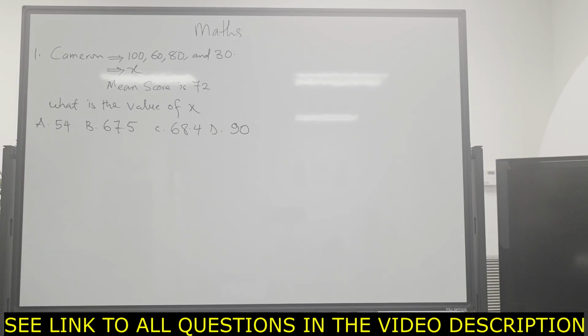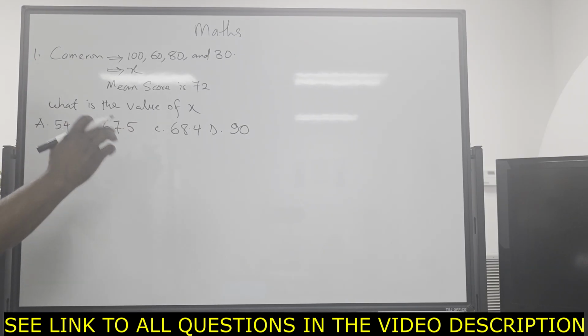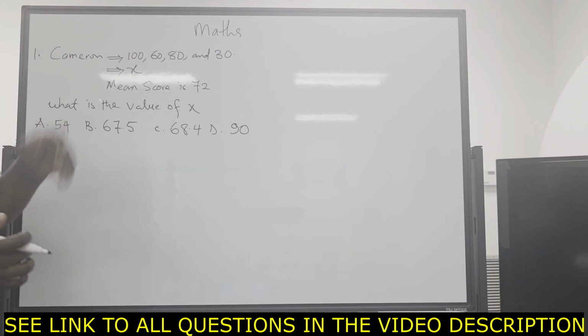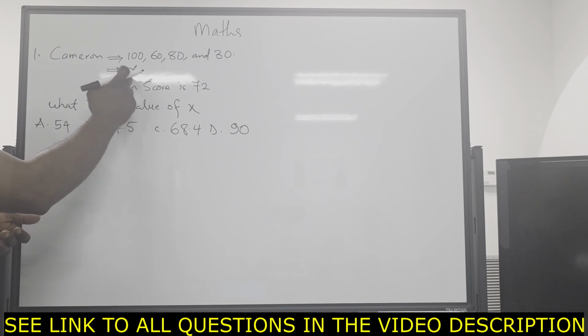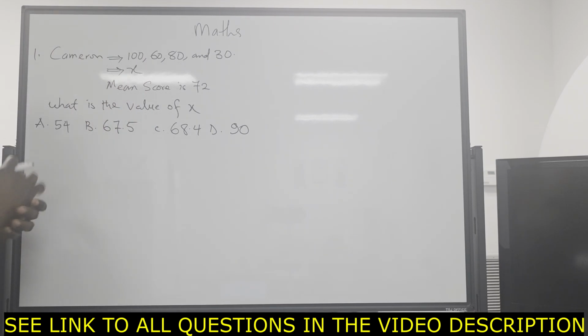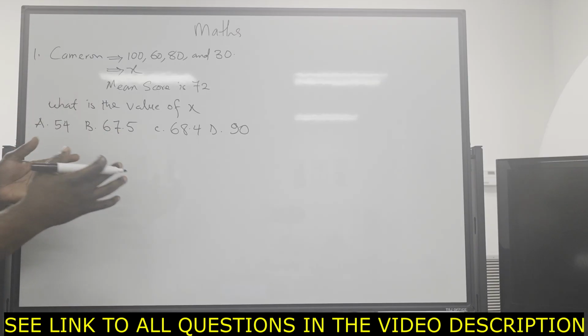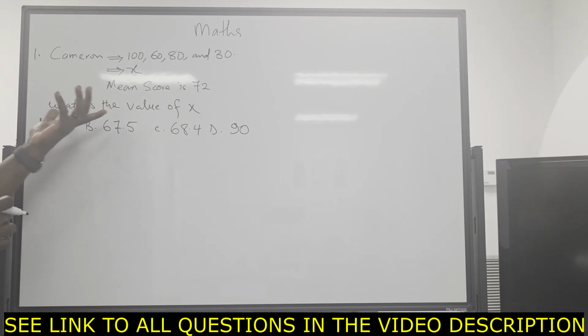You will notice that instead of the regular 5 options, A, B, C, D, E, in the Enhanced ACT, you now have 4 options, A, B, C, and D. There's no longer 5 options. So here's the question. Cameron took 4 tests. He got scores 100, 60, 80, and 30. And then he took another test. We don't know what the score is. We say it's X. But if you add every score together and divide by 5 and get a mean, the mean is 72. So they're asking to find X.